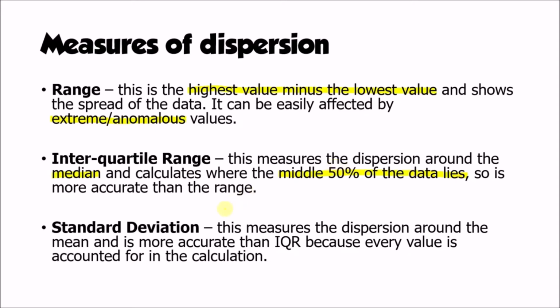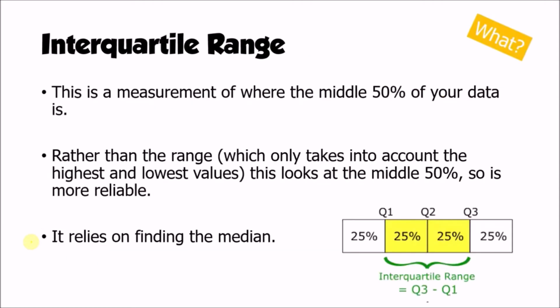Even better still is a measurement that we call standard deviation, and this measures the dispersion around the mean. So we need to calculate the mean value, and then we look at, on average, how much each point differs from the mean. And because it's taking into account every single value rather than just the middle 50%, it's therefore even more accurate than the interquartile range. So I'm not going to talk to you about how to calculate the range because that's a very, very straightforward calculation that you'll already be familiar with. But we are now going to have a look at the interquartile range and standard deviation.